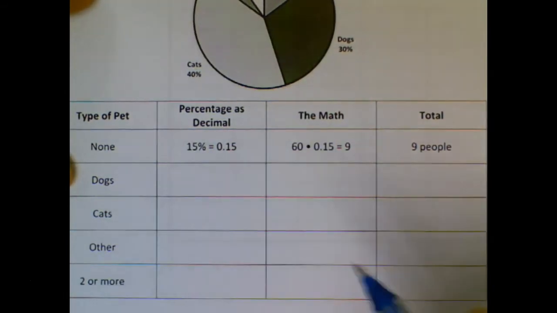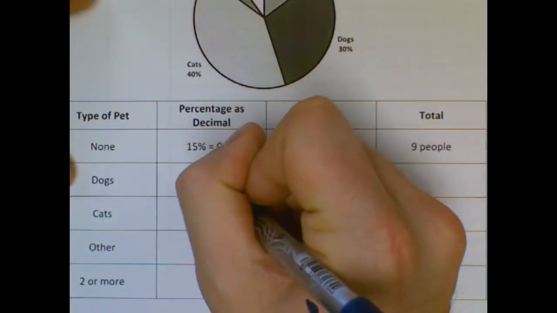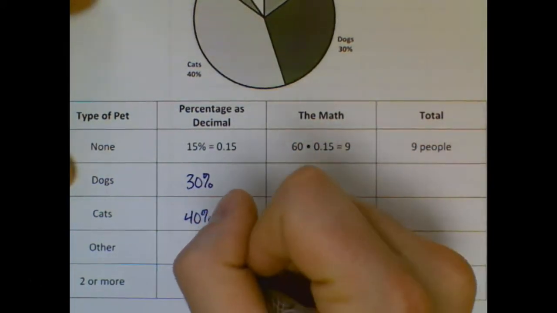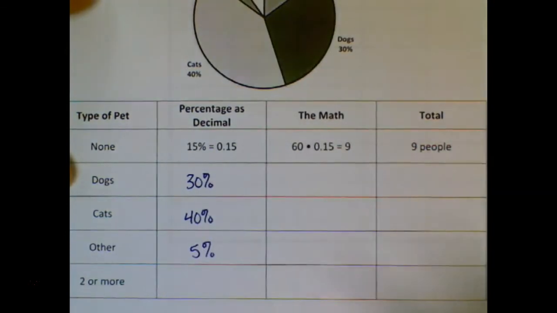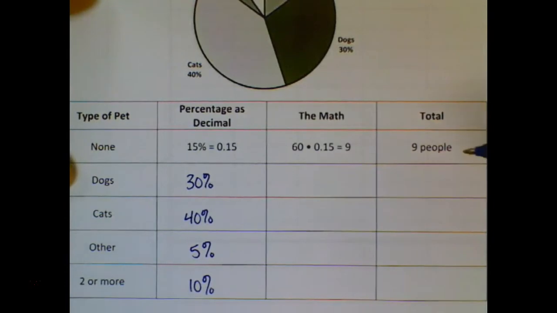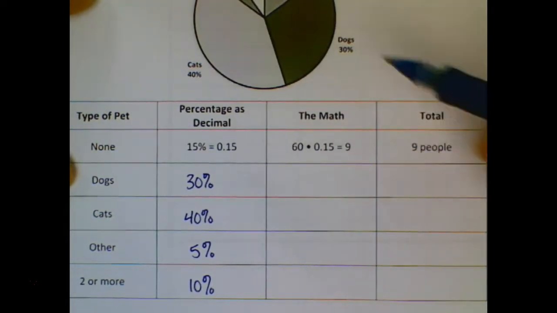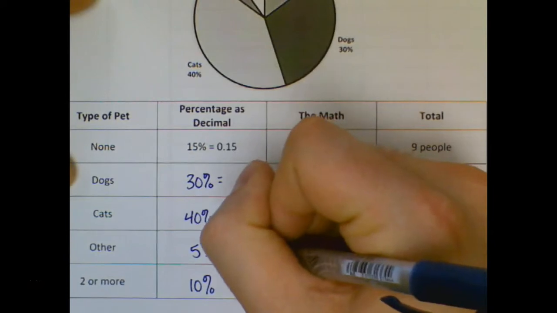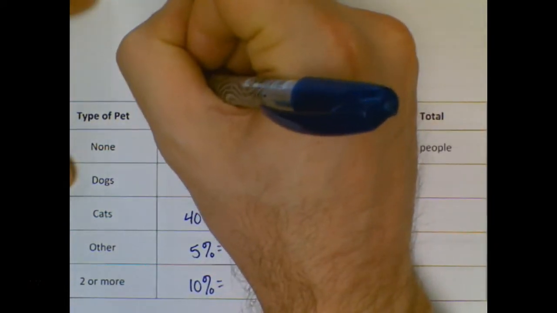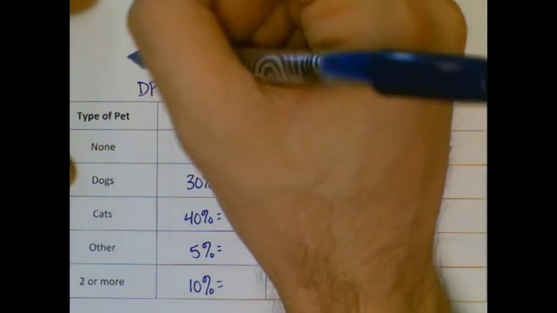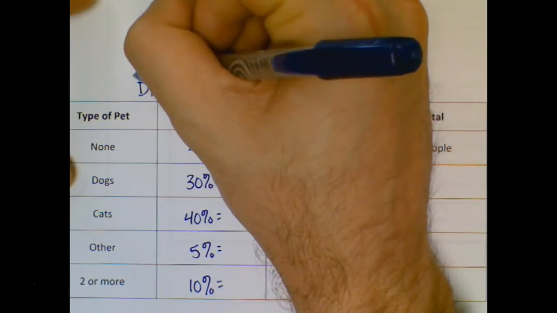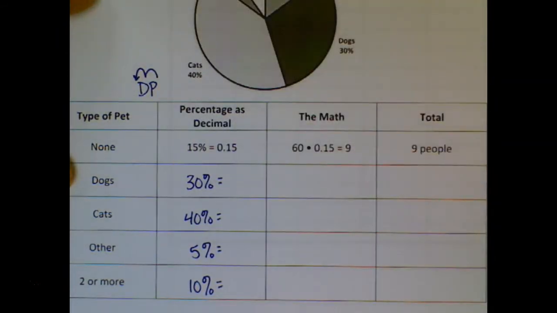So moving down the list, dogs was 30%. Cats were 40%. Other was 5%. And 2 or more was 10%. So what we're going to do is turn each of these into a decimal. And remember, when we are turning a percent into a decimal, we are going to move the decimal point 2 times to the left.